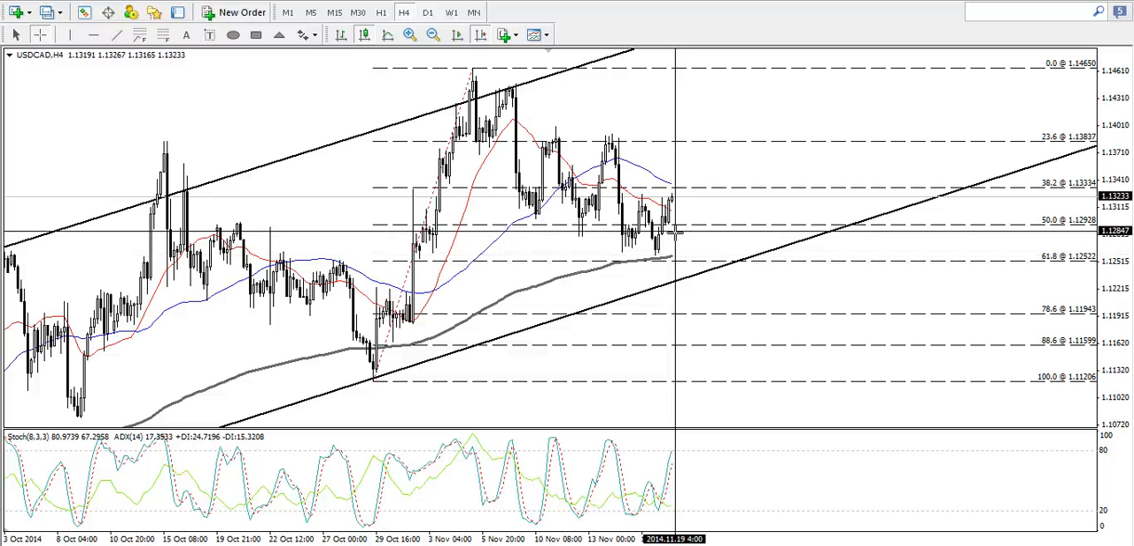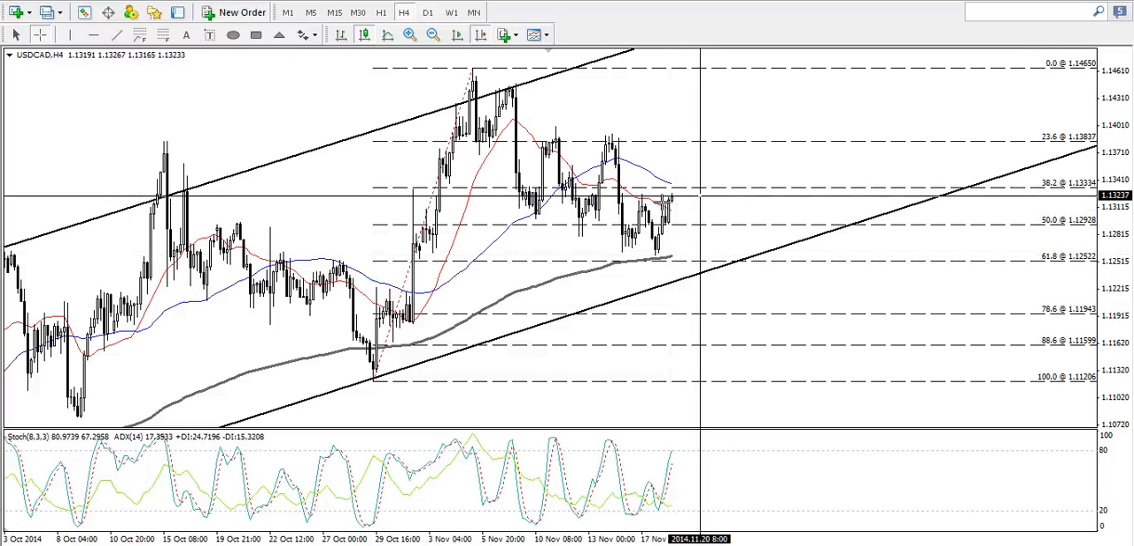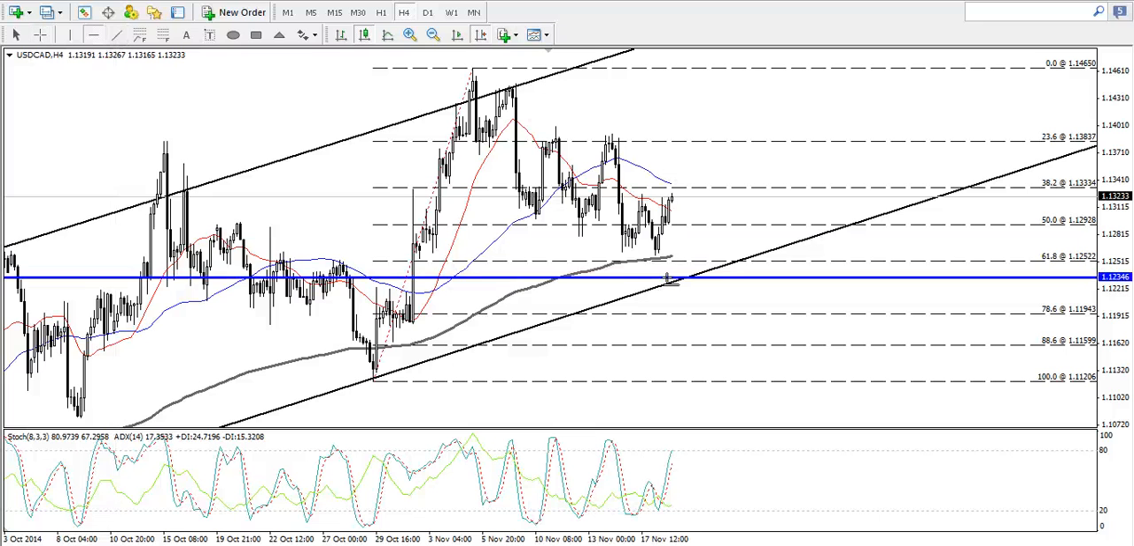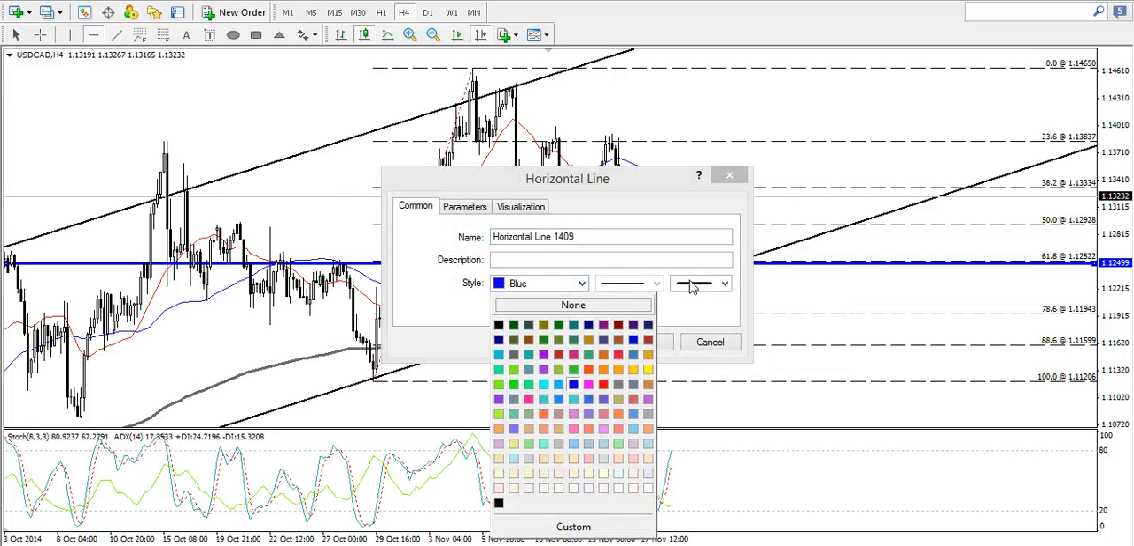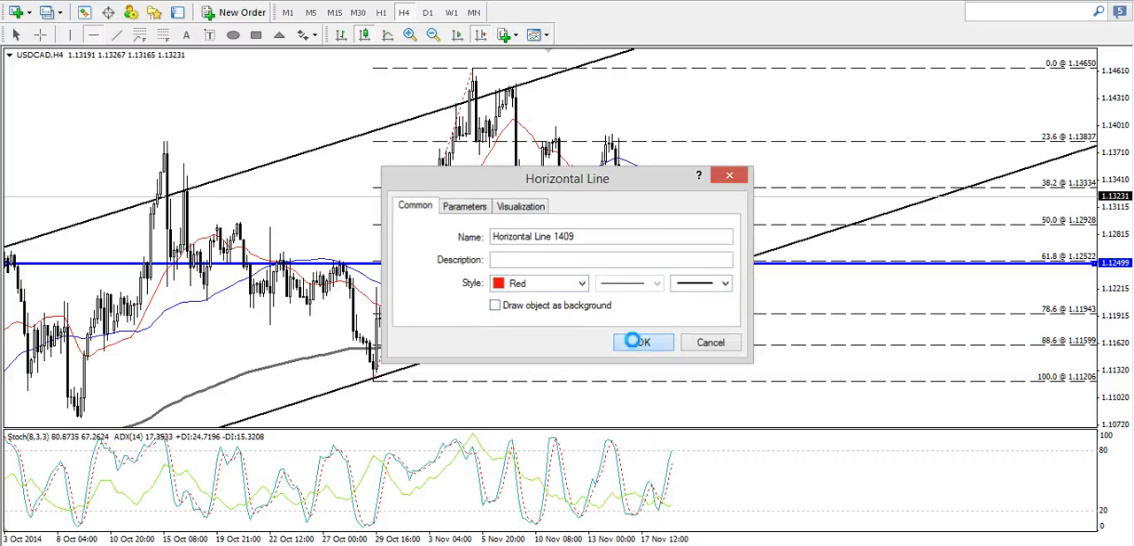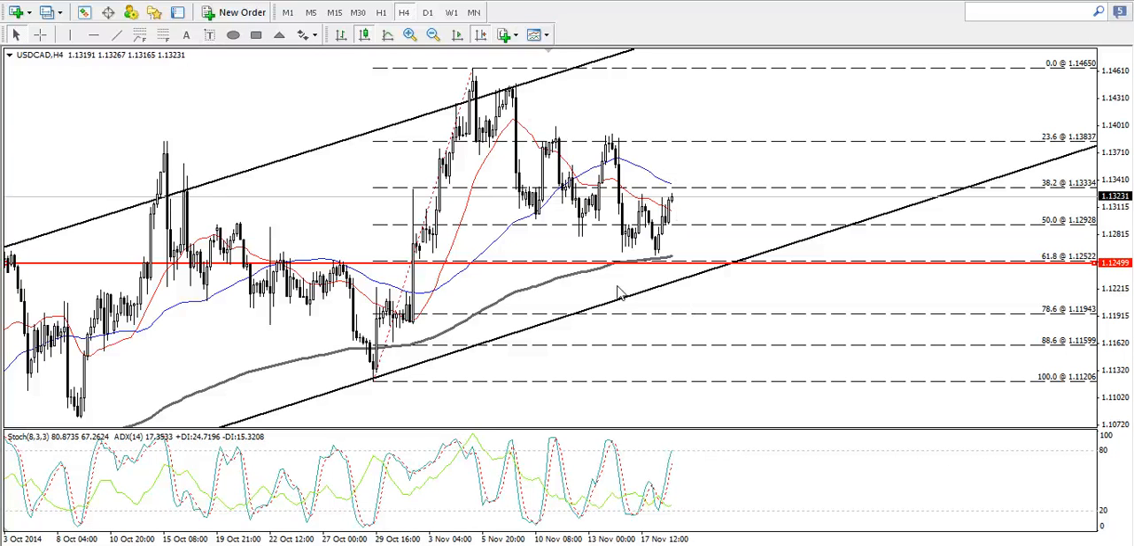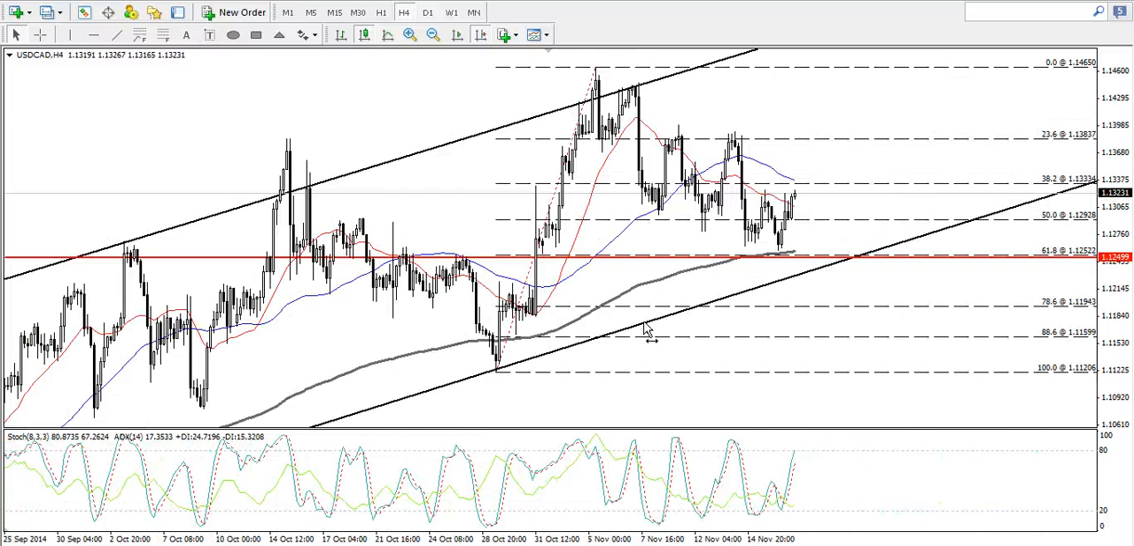Right now we are seeing the price is rebounding, but it still has yet to touch the support level that we are talking about right here. At least we are looking at this area. So we shall still wait for price to retrace further. That is for the dollar against the CAD.